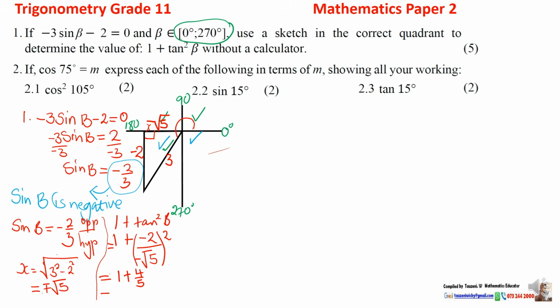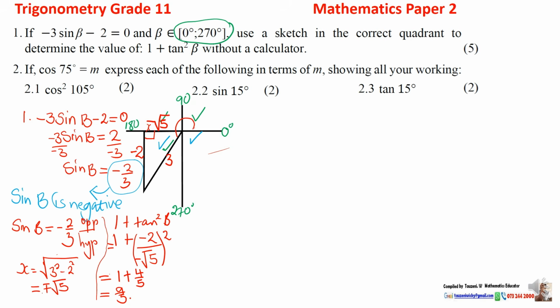Then 1 plus 4 over 5 is the same as 9 divided by 5. 9 over 5. So it looks like A, but this is 9 over 5. Then my question is answered. This is a diagram type question. The diagram must be drawn according to two given conditions. So in this case, we are to draw the diagram in a quadrant between 0 and 270, and in a quadrant in which sine theta is a negative number.